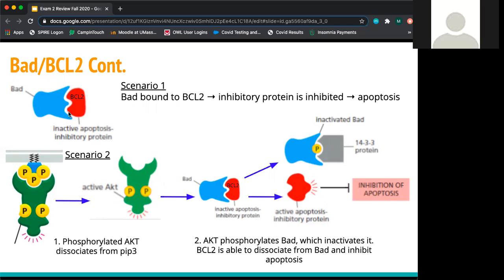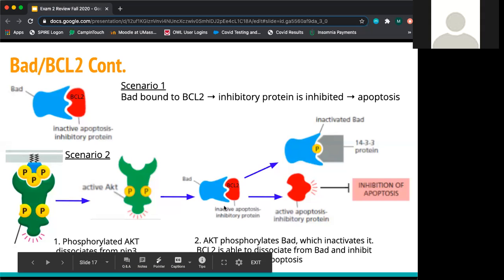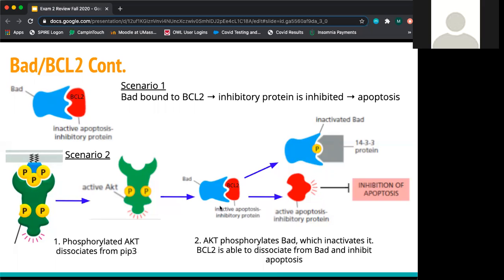So as you can see in this diagram, in scenario 1, BAD is bound to BCL2. Since BCL2 is the inhibitory protein, because it's bound to BAD, it can't do its job and inhibit apoptosis, so apoptosis is going to happen. In scenario 2, AKT is going to dissociate from PIP3 and phosphorylate BAD, which is going to inactivate it. Because BAD is inactivated, that means BCL2 can dissociate. And since BCL2 isn't attached to BAD anymore, it can now do its job and inhibit apoptosis.